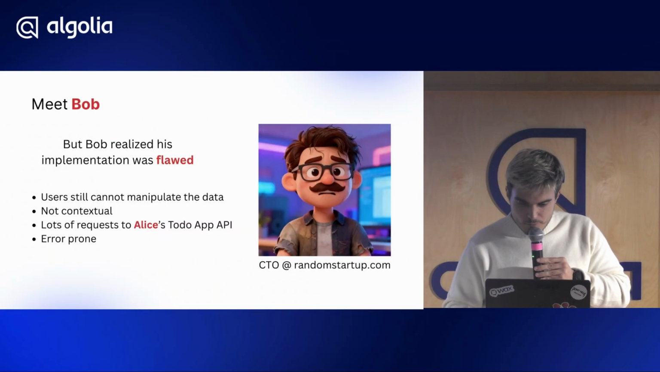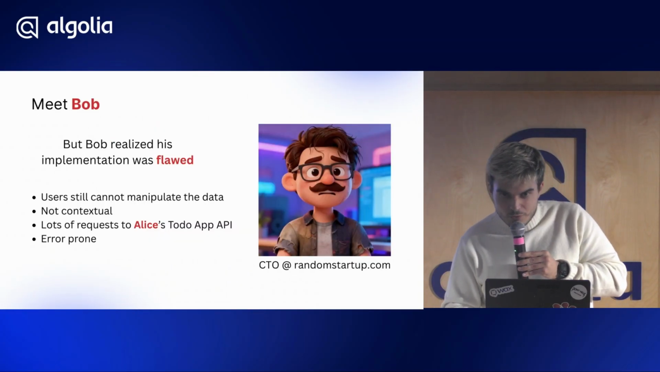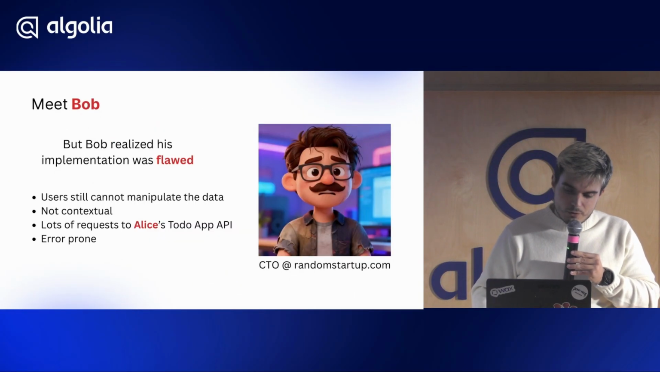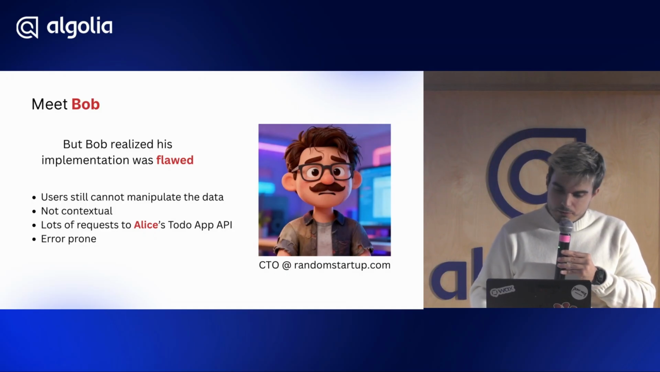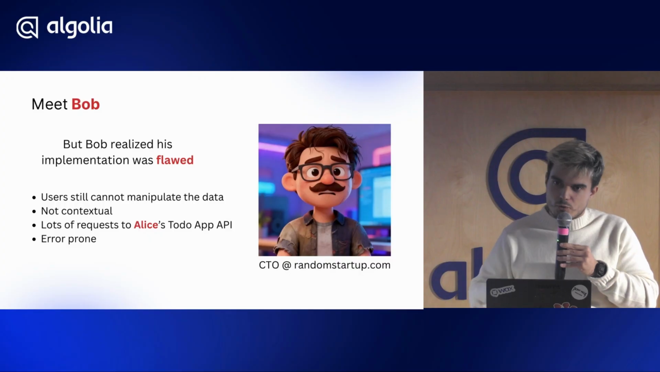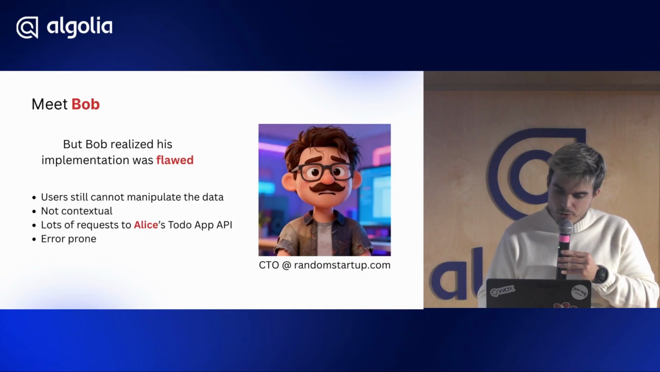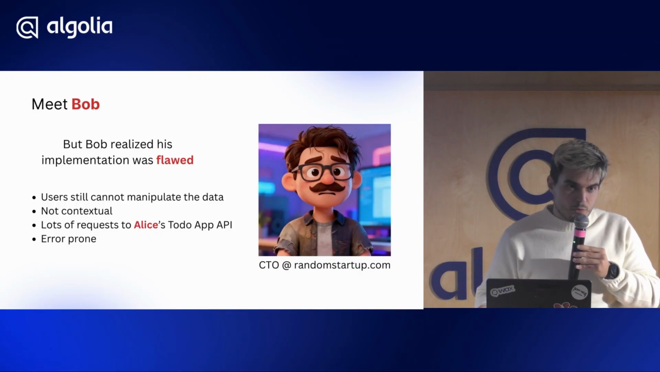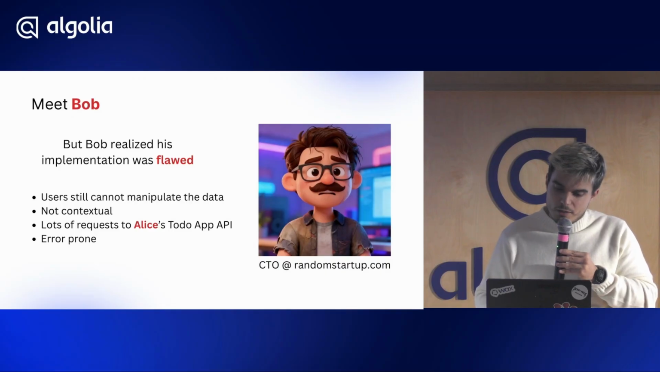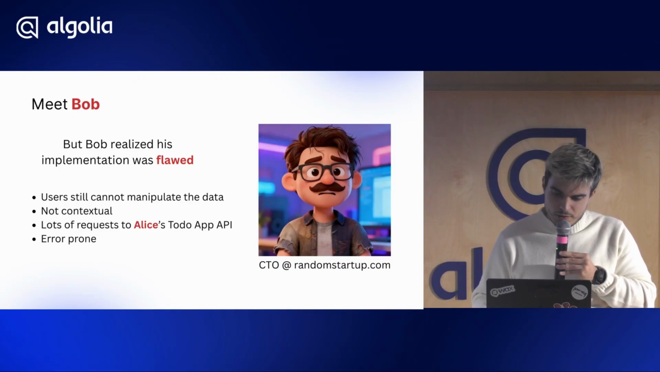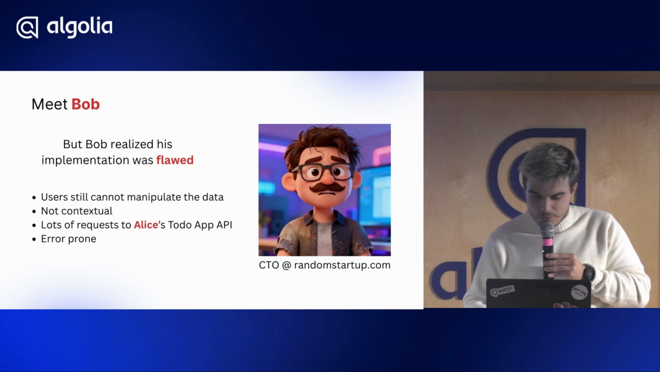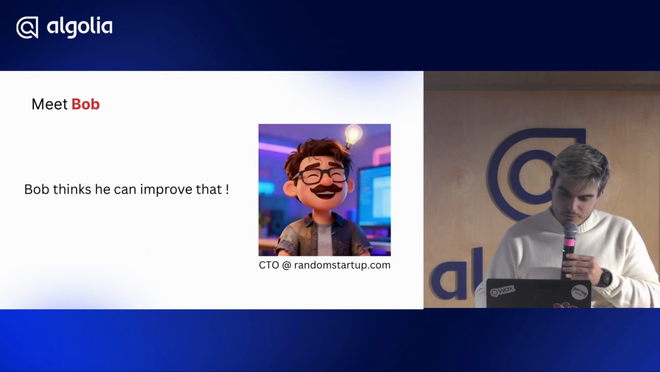So Bob realized his implementation is still flawed. Users still cannot manipulate the data, they can only fetch it. And it's not contextual, meaning that every time you ask a prompt, you will have that data inside of your context. It will do lots of requests to Alice's to-do API, and Alice is not very happy about that, so sometimes she pulls the plug without telling him, and it's error-prone. So he can improve that.